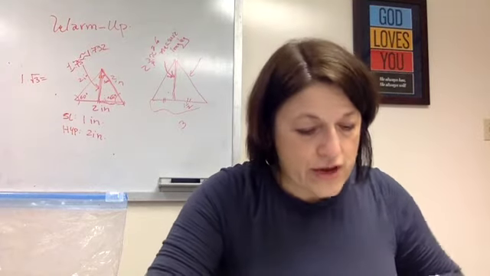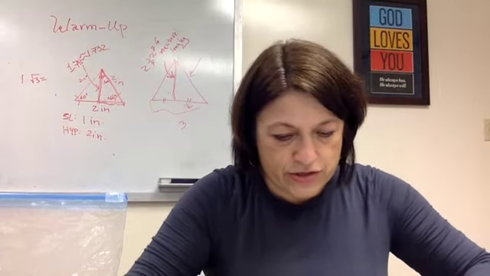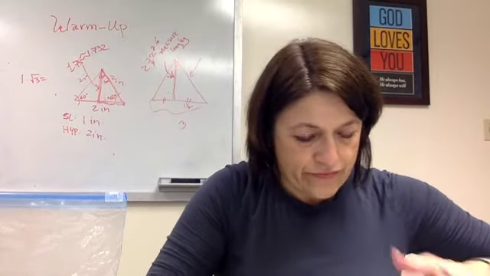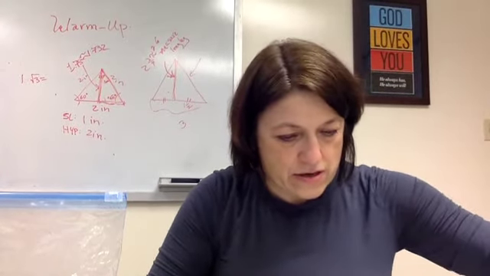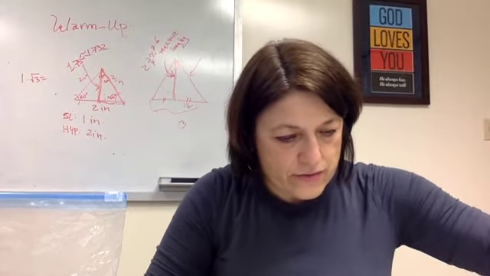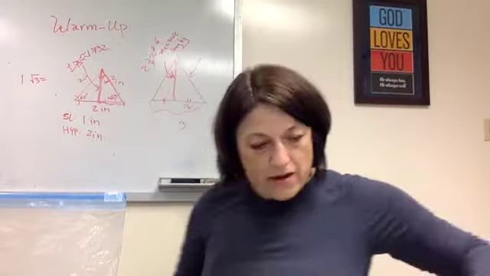So for homework, you had to do 9.4. Okie dokie. Special right triangles. All right, 9.4. Is everybody on page 554?